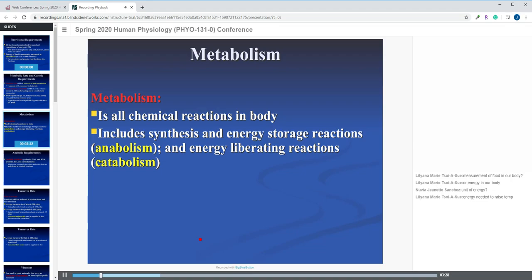So metabolism, this is the sum total of all the chemical reactions that happen in our body. So what are the various chemical reactions that are happening in our body? We went over some of these reactions at the beginning of the semester. Cellular respiration is a reaction where energy is produced. Transcription, translation, replication, or the conversion of extra glucose into fat, all these are chemical reactions that are happening in our body.